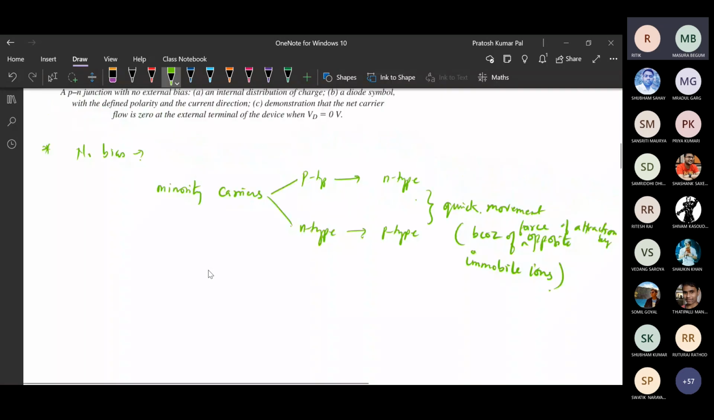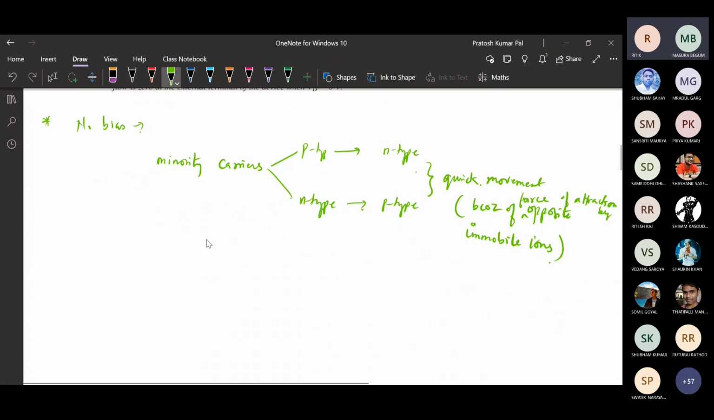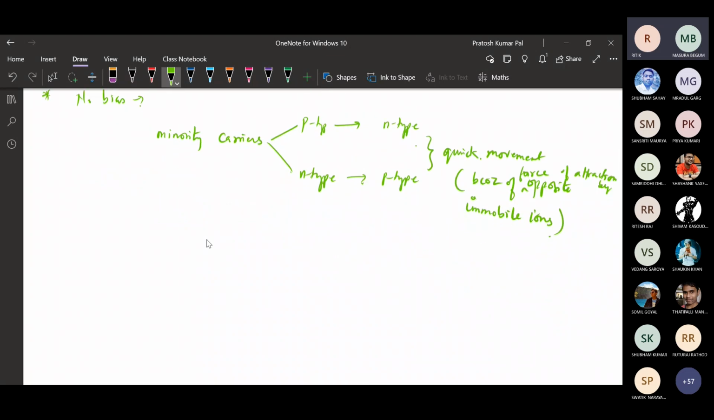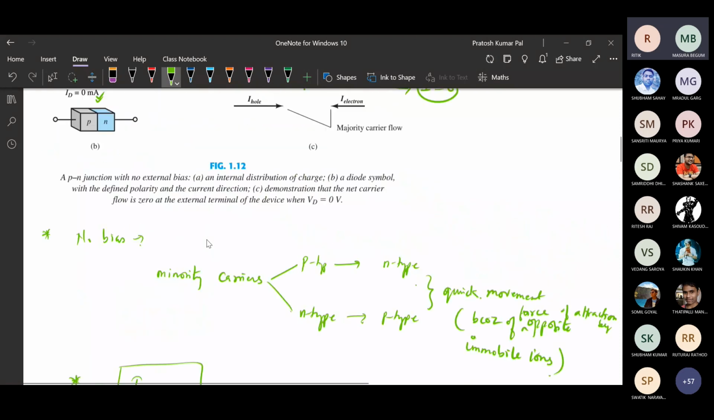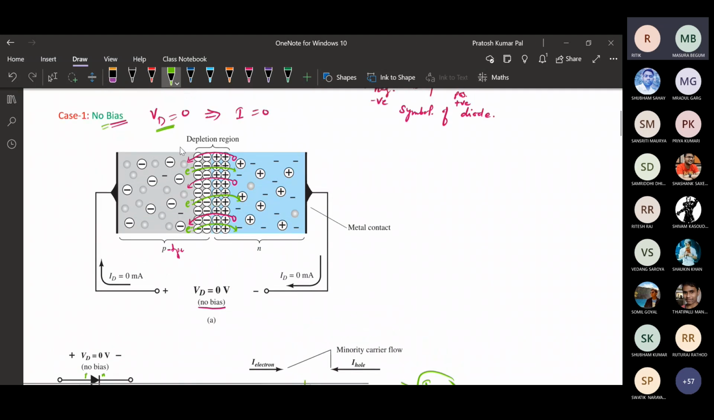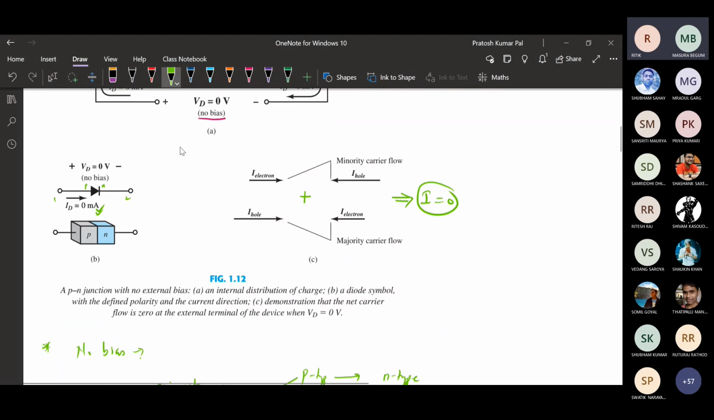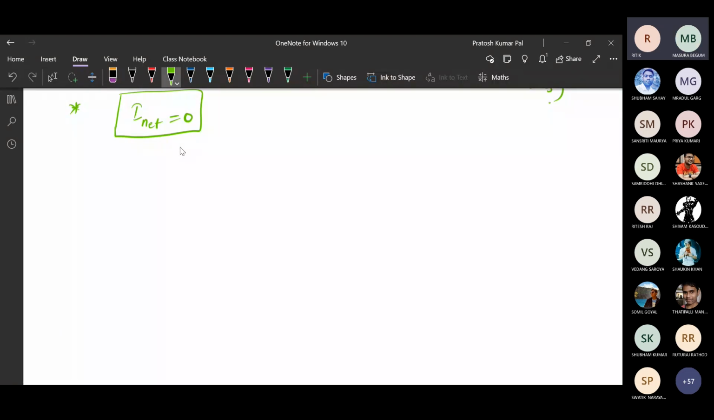Okay, so these minority carriers will be moving because of the force of attraction of the immobile charge carriers. And also one point we can see is that the net current will be 0. It means there will be a movement of electrons and holes inside this semiconductor, or inside this diode, but overall the net movement will be 0. That's why the current flowing is equal to 0. Okay.